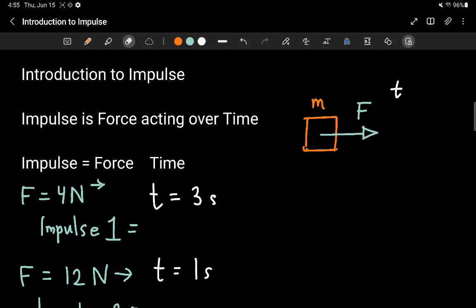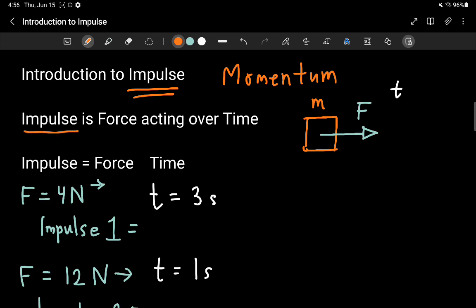Hi, in this video, I am introducing you to a new physics keyword called impulse. So this is an introduction to impulse. Impulse has a lot to do with momentum. They are not the same thing conceptually, but they are deeply related. And I'll show you how they're related in just a second. But first, let's talk about what impulse is on its own.